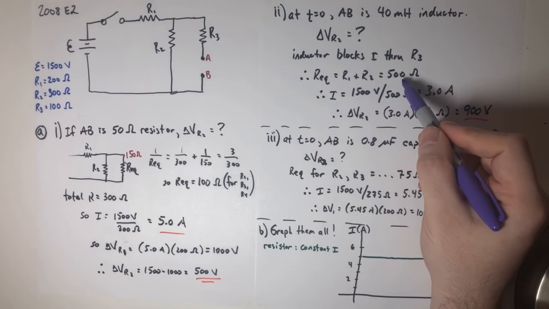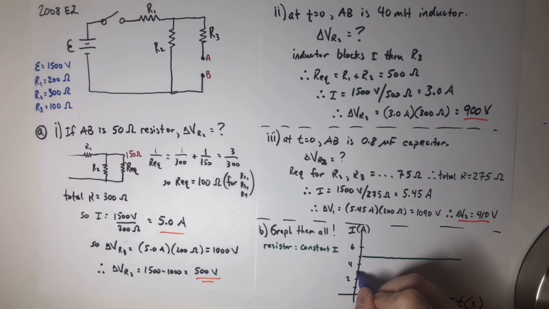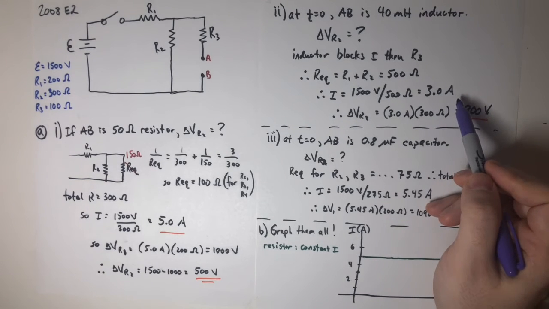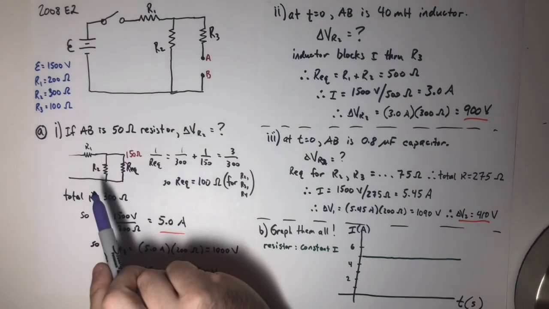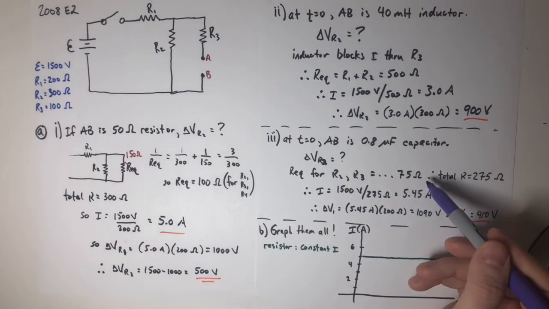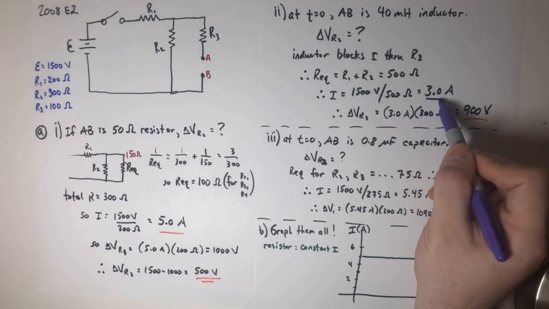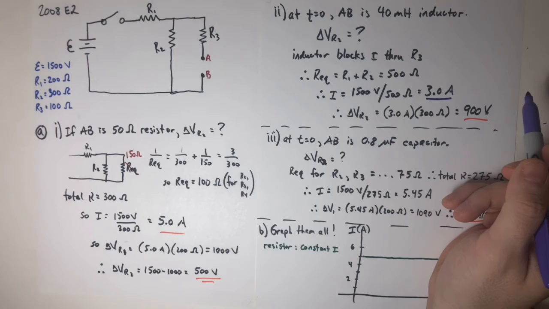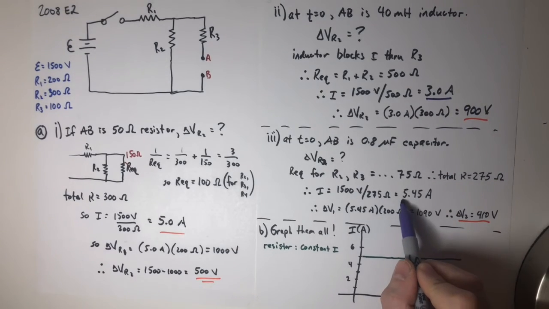For the inductor, you've got an equivalent resistance of 500 ohms in the beginning, and that gives you an initial current of 3 amps. However, as the inductor starts to allow current to flow through it, it's essentially going to eventually allow R2 and R3 to be thought of as just a parallel circuit like it is in this problem. That means that for the inductor, the current will begin at this value of 3.0 amps, but as the inductor starts to come on and include R3 in the circuit, the current will approach 5.45 amps.